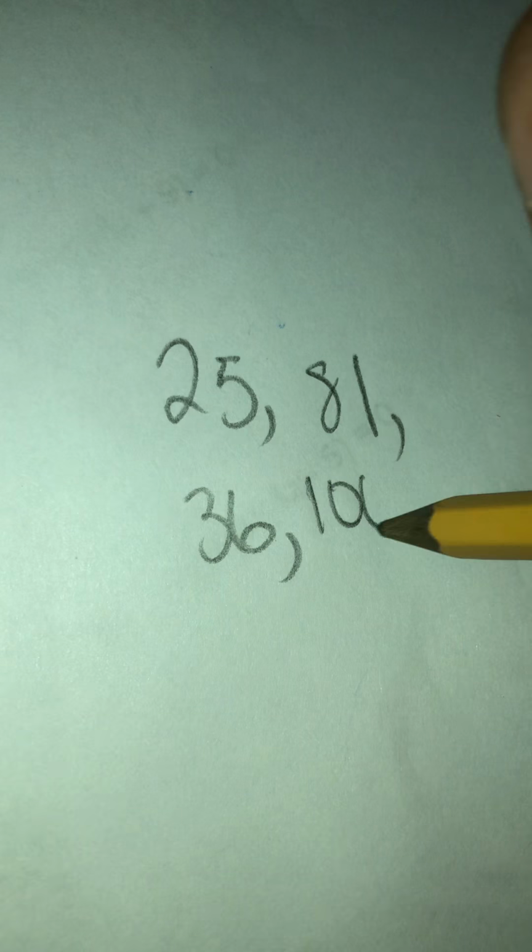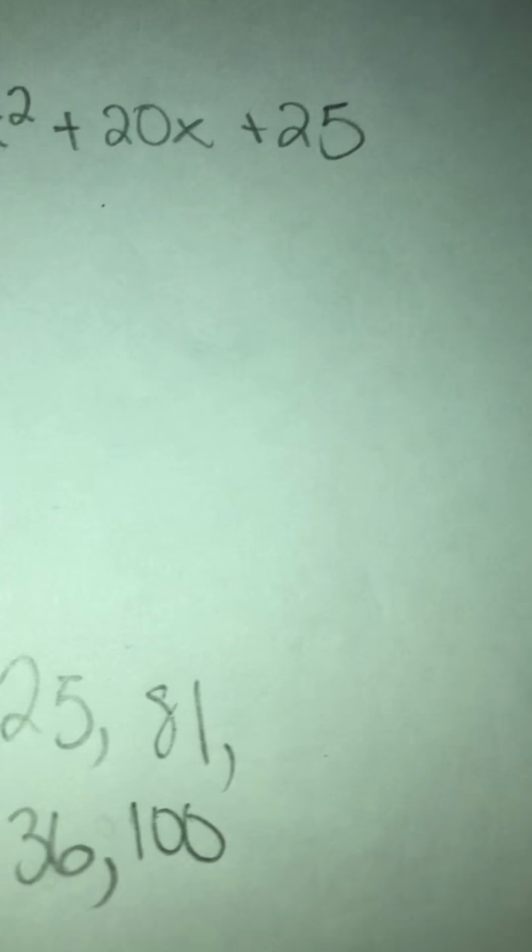Alright everyone, so now we're going to be looking at factoring a perfect square trinomial. So we know what perfect squares are. So for example, 25, 81, 36, 100. Okay? So now, we also need to take into account that we have variables.